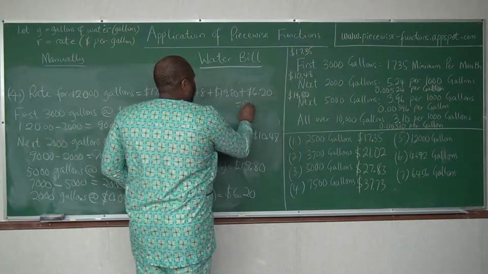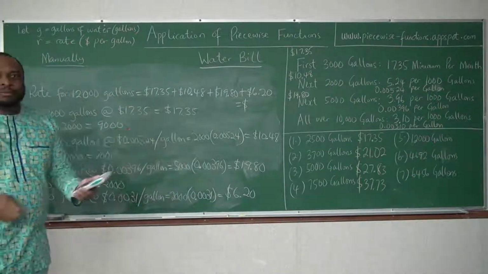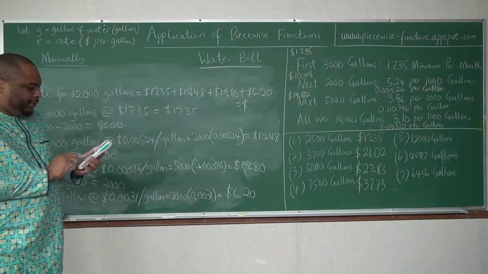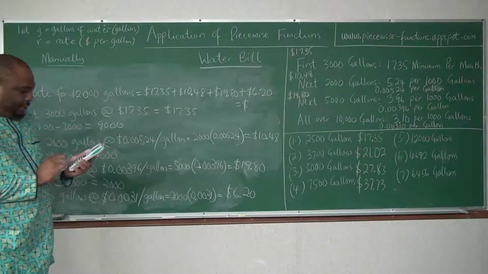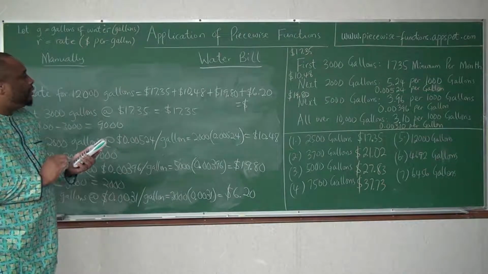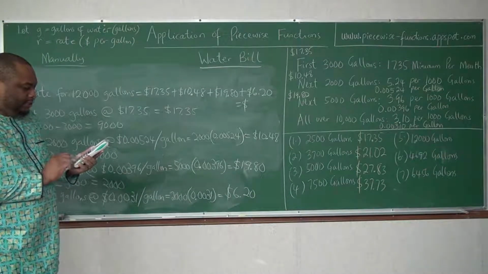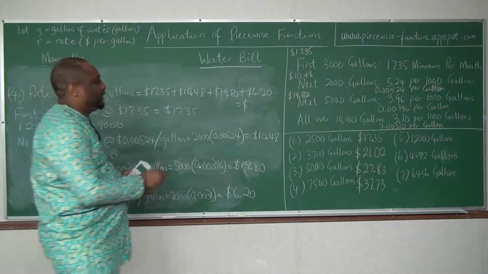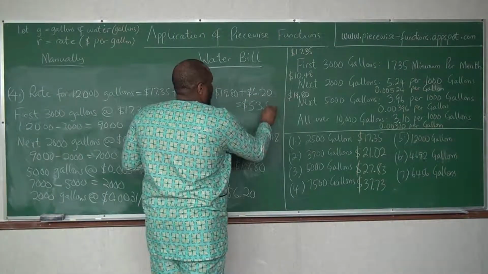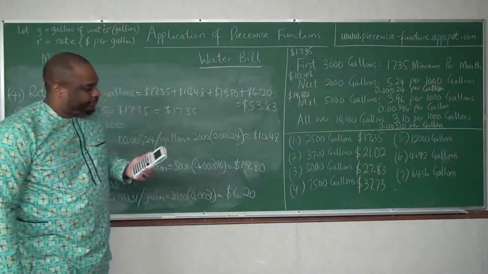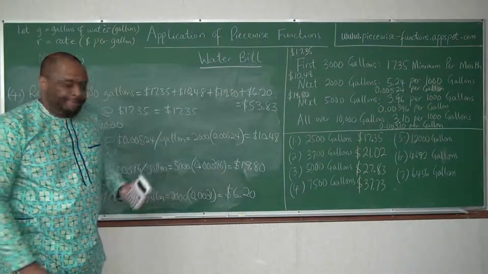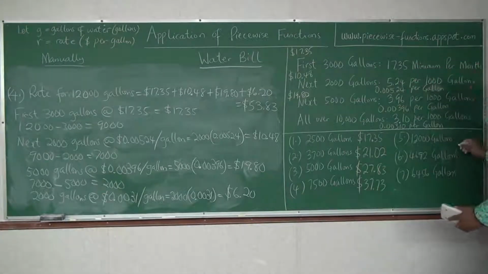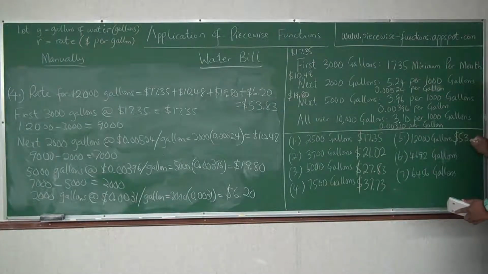So what we got, folks? We now add it up. 17.35 plus 10.48 plus 19.80 plus 6.2, and it gives us $53.83. Okay? So I'm going to come here and we'll write it here, $53.83.